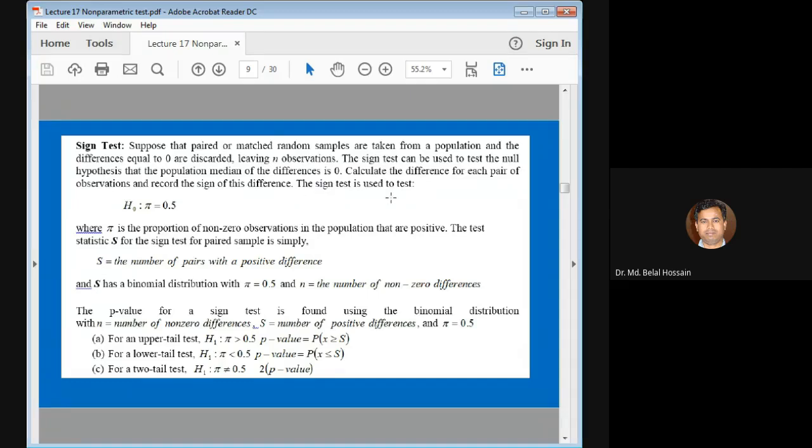The sign test is used to test the hypothesis that pi equals 0.5. This pi is the proportion of non-zero observations in the population that are positive. The sign test statistic is S. S is equal to the number of pairs with a positive difference. Our goal is to find, when we have two sample values like the paired t test, we only look for the sign of it.